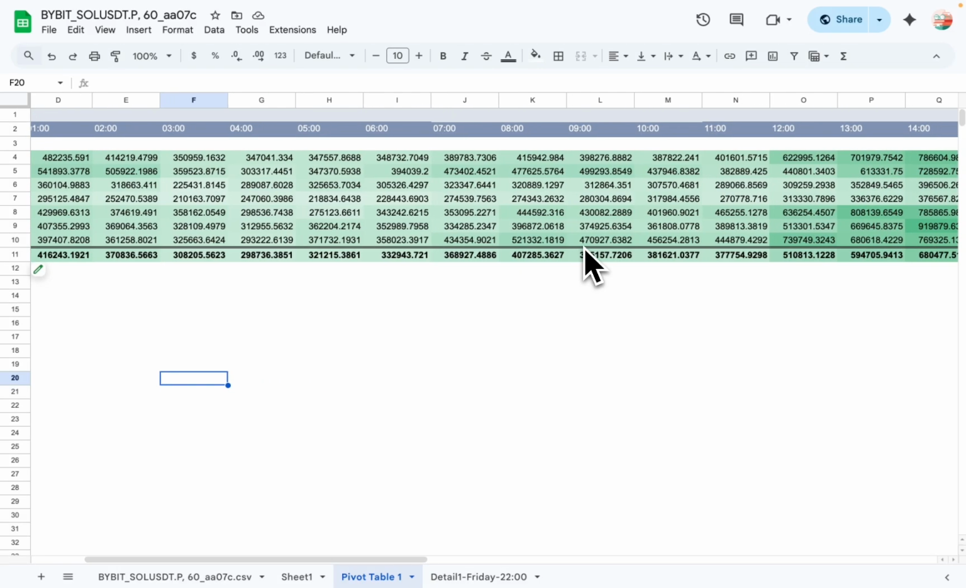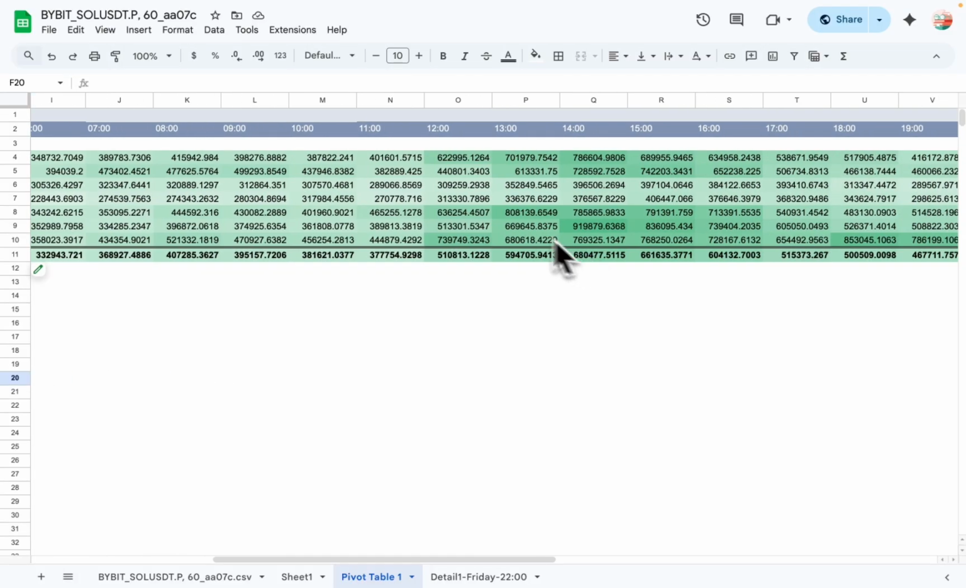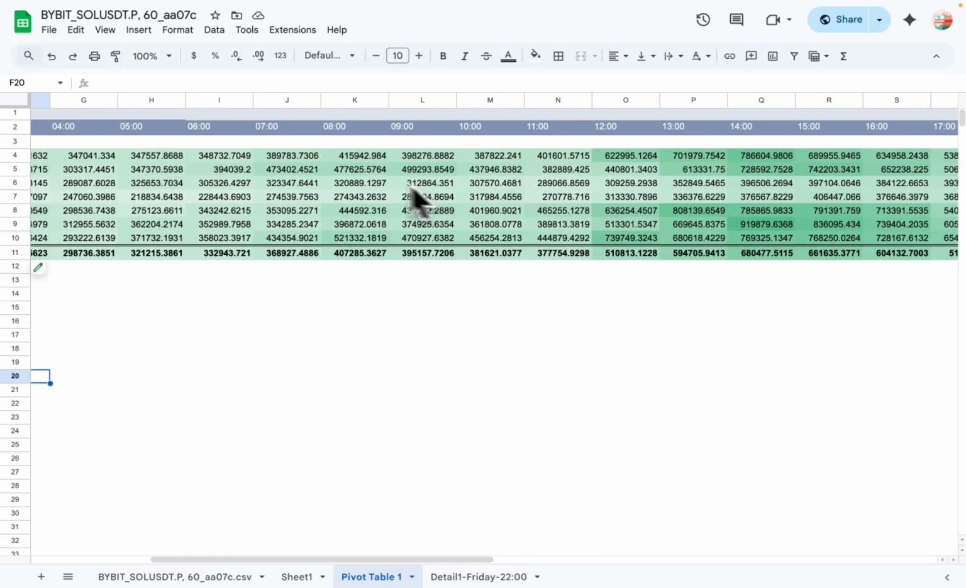So this was how I was able to make my own trading sessions. 6 a.m. to 12 for London, and my New York session begins at 12. You could see at 6 a.m. volume peaked. Then from around 10, we're still seeing volume in the market, but towards 11, it was slowly dying down.